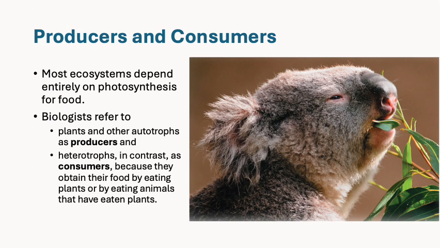Most ecosystems on Earth depend almost entirely on photosynthesis as the foundation of their food supply. Without plants and other photosynthetic organisms capturing energy from the sunlight, there would be no steady input of chemical energy into the system. Biologists call these photosynthetic organisms producers because they produce the organic molecules that fuel life. In contrast, heterotrophs are called consumers. They cannot make their own food from inorganic materials, so they obtain energy by consuming plants or by eating animals that have eaten plants. Even top predators ultimately depend on producers at the base of their food webs.